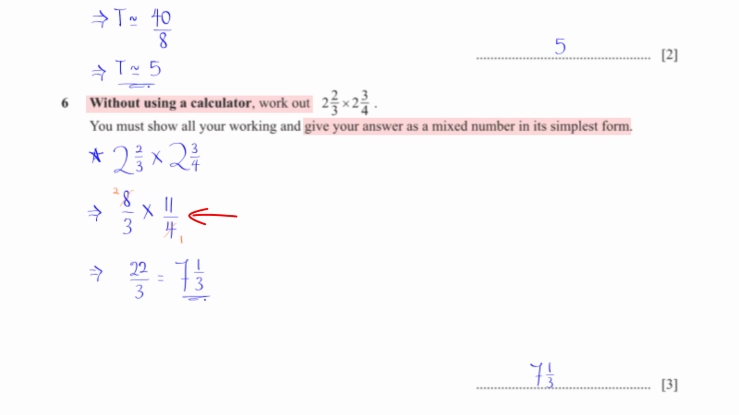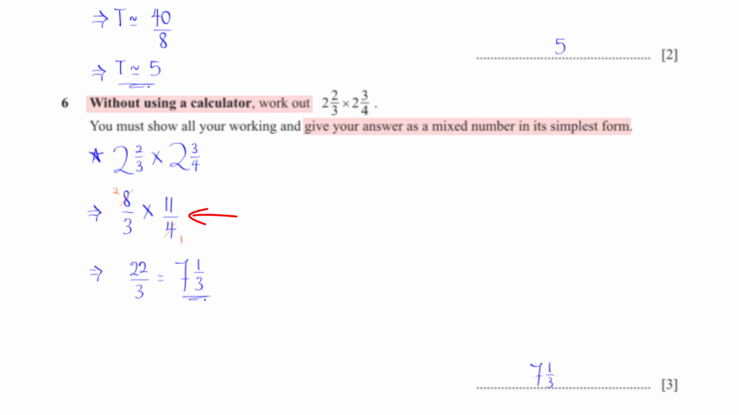For 2 over 3, we have 2 times 3 giving us 6 plus 2 giving us 8 divided by 3. For 3 over 4, we have 2 times 4 giving us 8 plus 3 giving us 11 divided by 4. 4 goes into itself once and goes into 8 2 times.